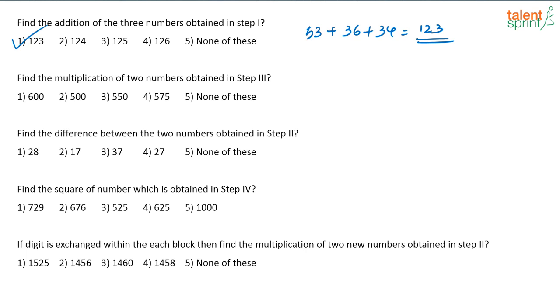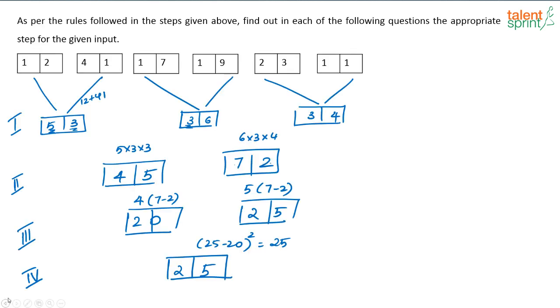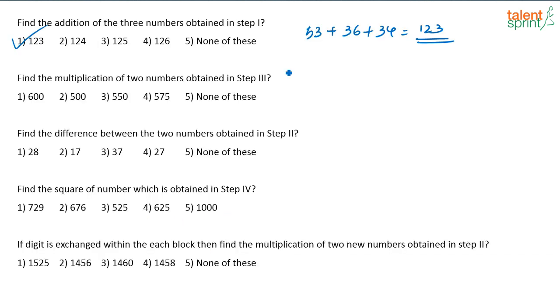So the first one's answer is option 1, 123. Next one, find the multiplication of the two numbers obtained in step 3. Multiplication of two numbers obtained in step 3 is 20 into 25. So 20 into 25, 500.